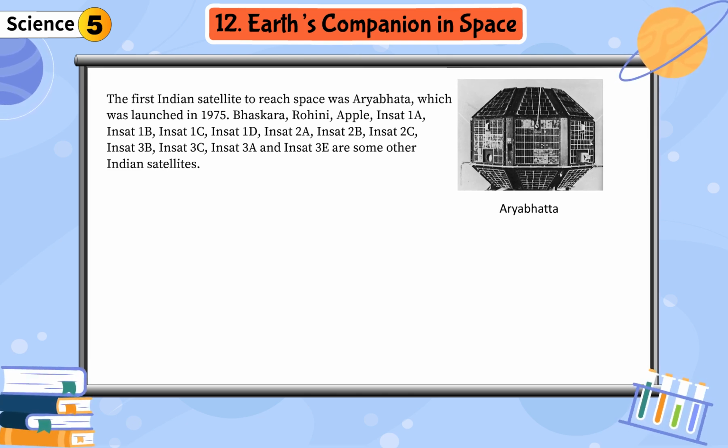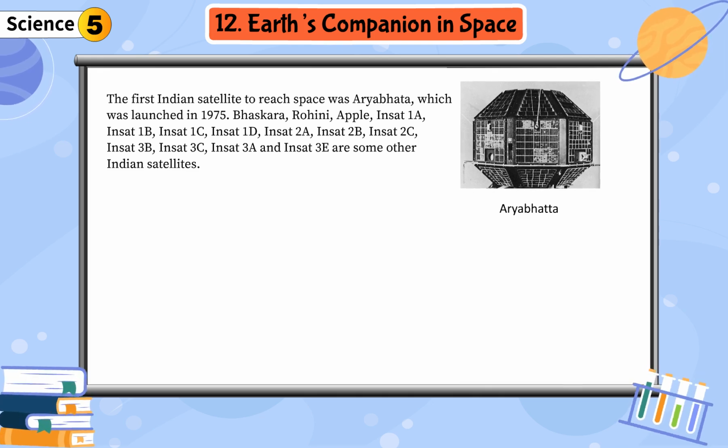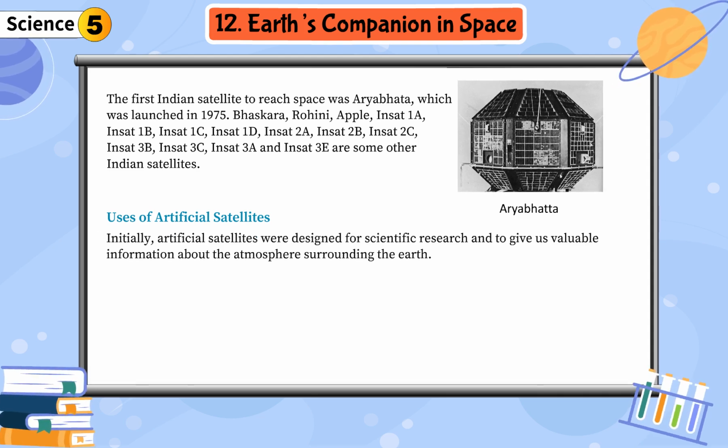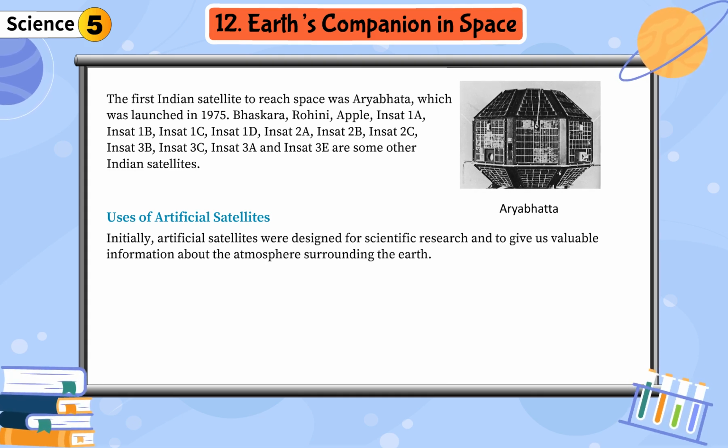Bhaskar, Rohini, Apple, Insat 1A, Insat 1B, Insat 1C, Insat 1D, Insat 2A, Insat 2B, Insat 2C, Insat 3B, Insat 3C, Insat 3A and Insat 3E are some other Indian satellites. Uses of artificial satellites. Initially, artificial satellites were designed for scientific research and to give us valuable information about the atmosphere surrounding the Earth.